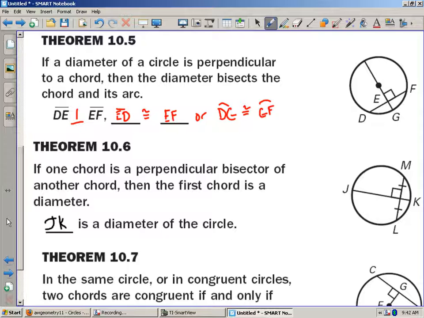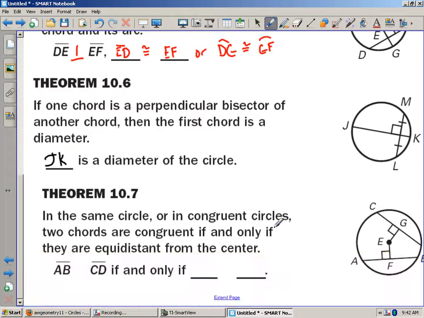And finally, our final theorem, and I think this is the final thing that we have to copy down and take our time on, so you probably need to pause these as we're going along. But in the same circle or congruent circles, two chords are congruent if and only if they're equidistant from the center. And so over here on the drawing, we always measure distance at a 90-degree angle, so these have to be the same length.